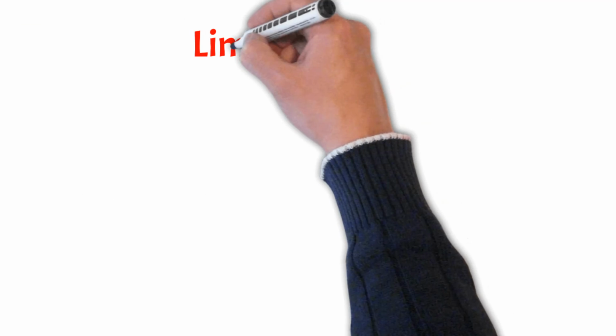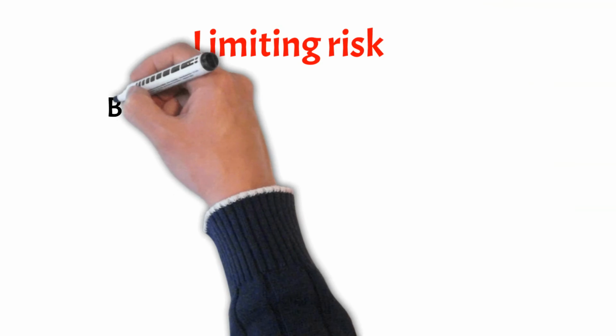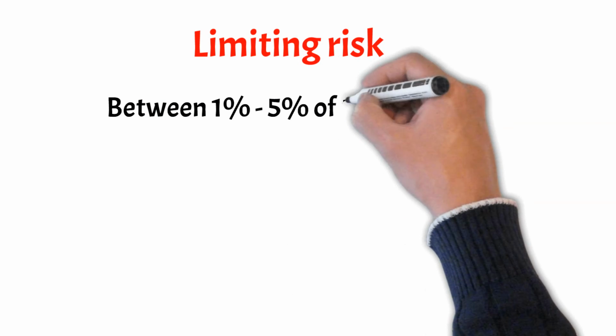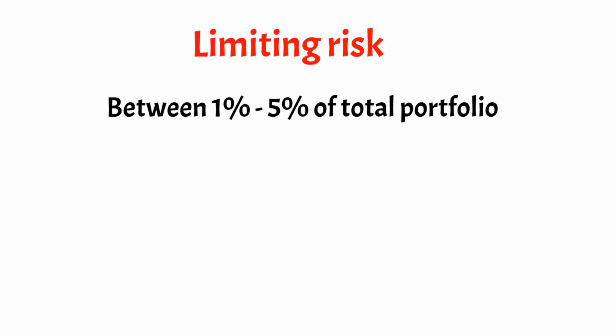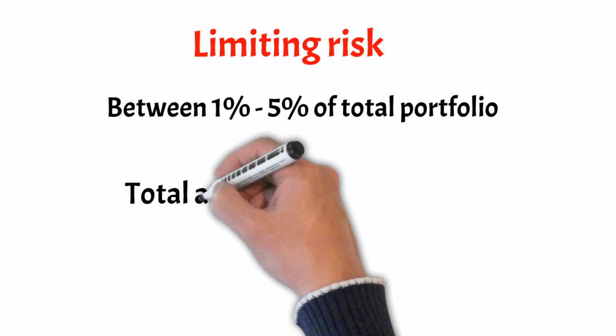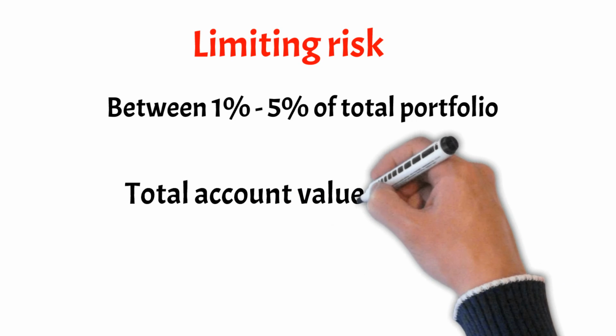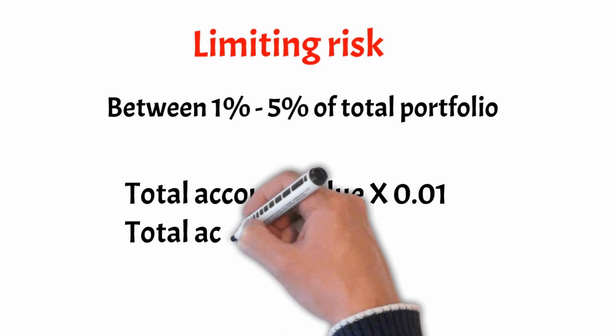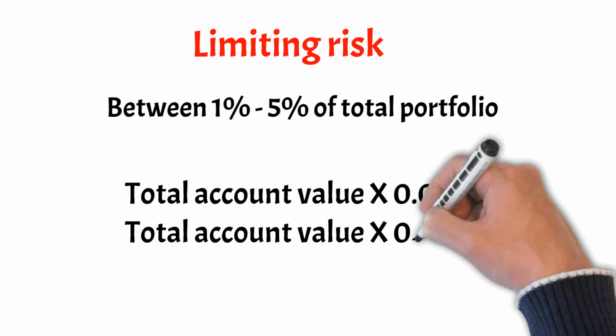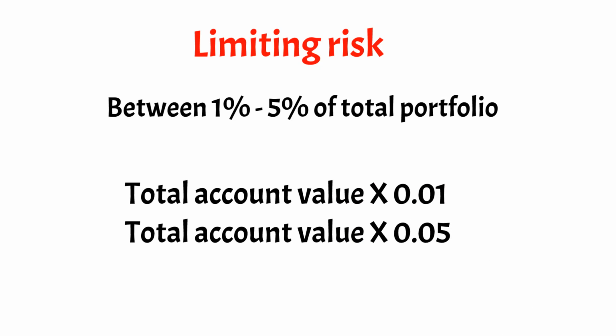To limit the losses for the buyer and seller, keeping your risk between 1 and 5% of your account can keep you from losing your entire account on one or several trades that go against you. To determine this, take your total account value and multiply it by 0.01 and 0.05. This will give you a range for your maximum risk tolerance.